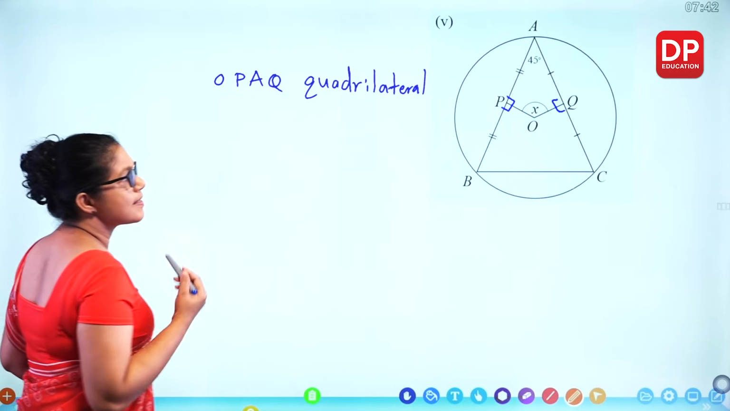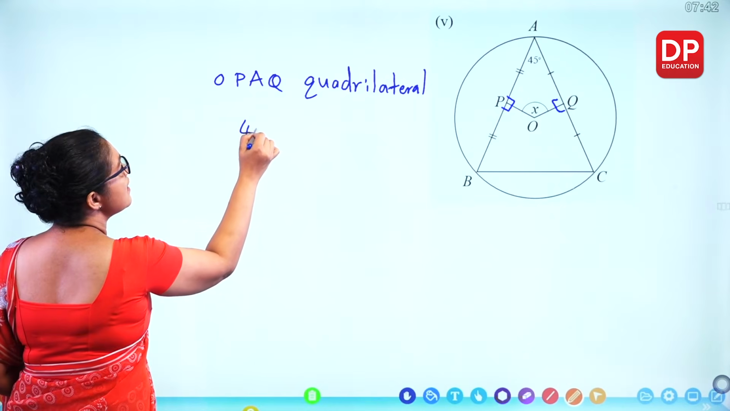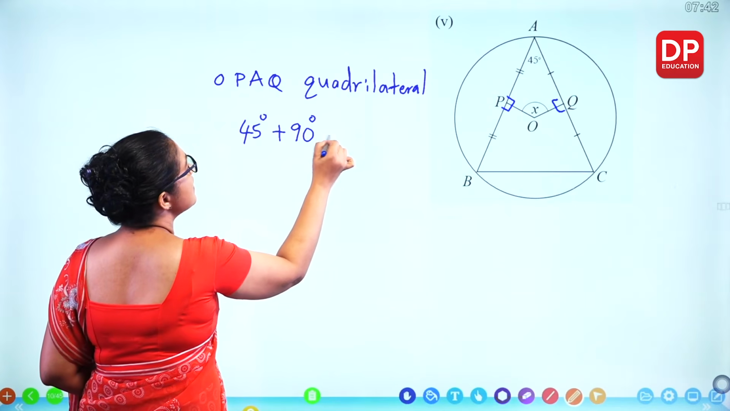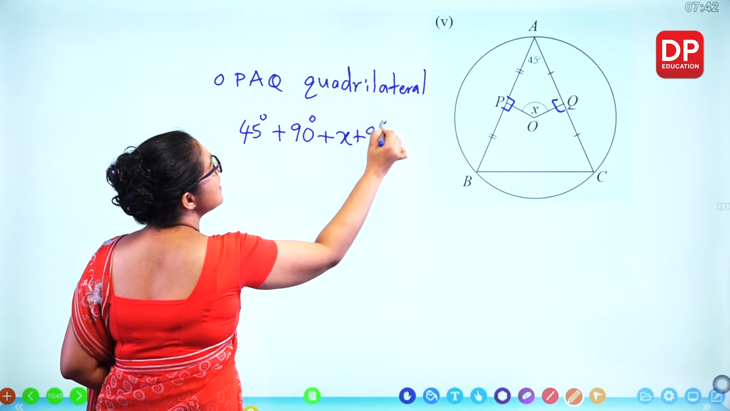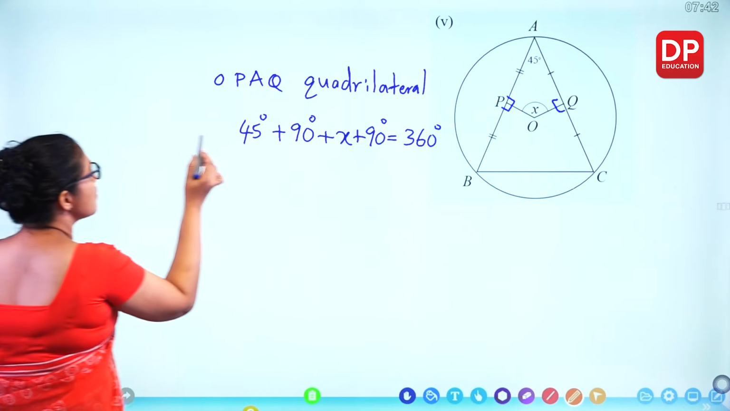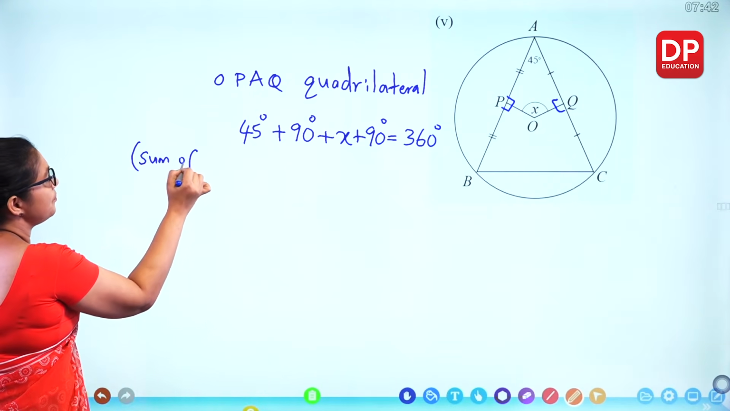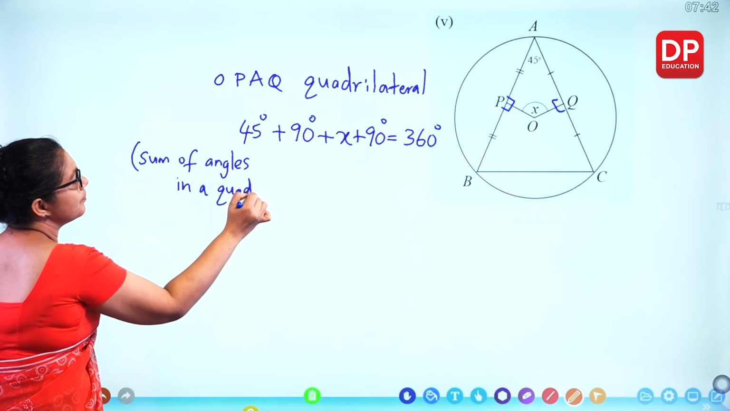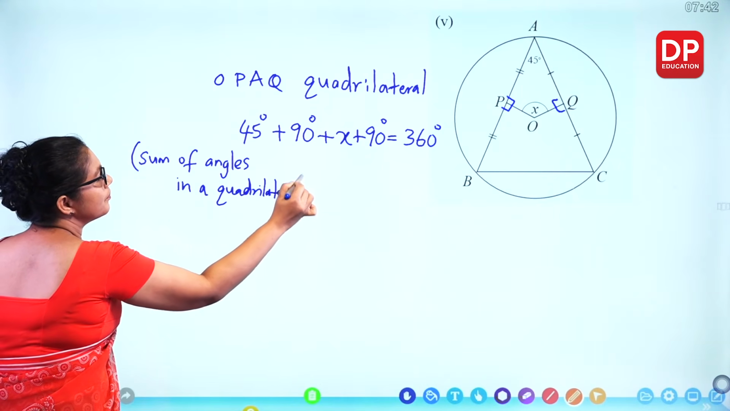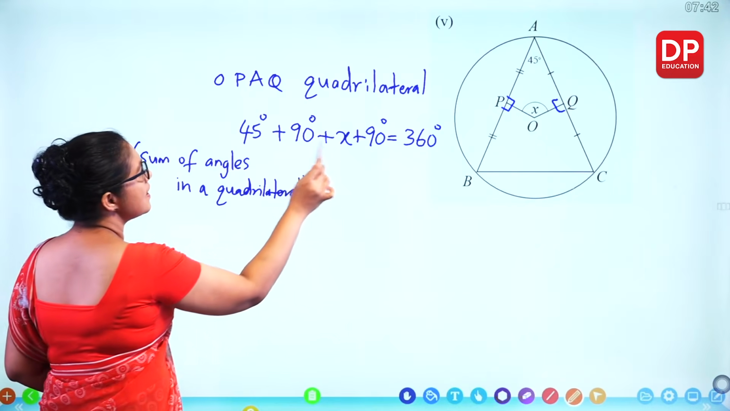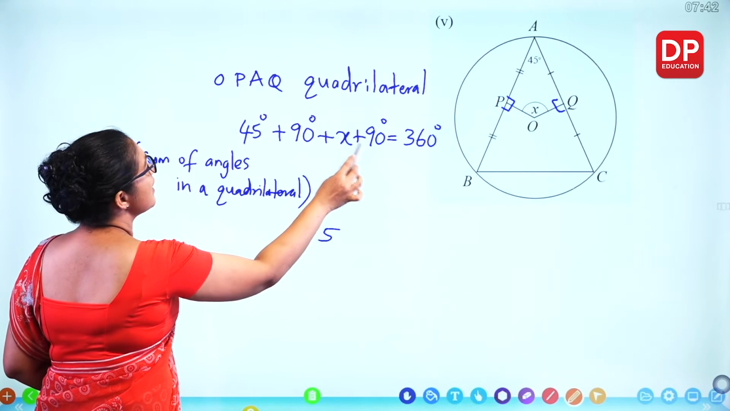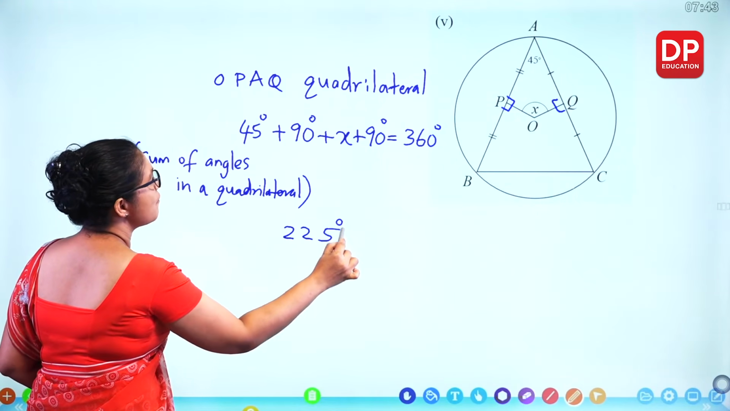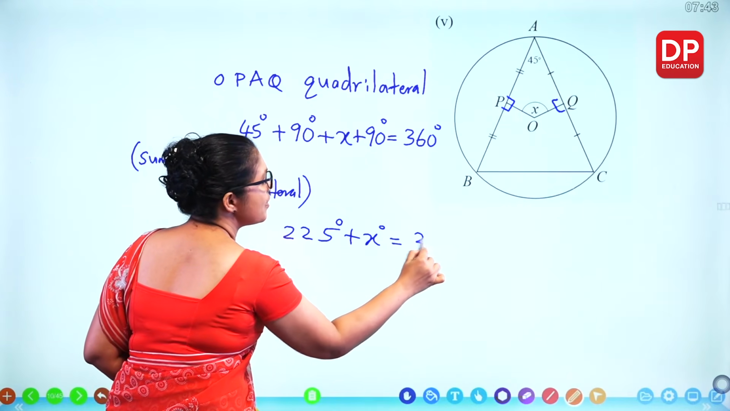So, we can say the sum of angles in a quadrilateral is equal to 360. So, 45 plus 90 plus x plus 90 is equal to 360. So, try to simplify this. When you add all together, you get 9, 9, 18. 18 plus 4, 22. So, 225 plus x is equal to 360.